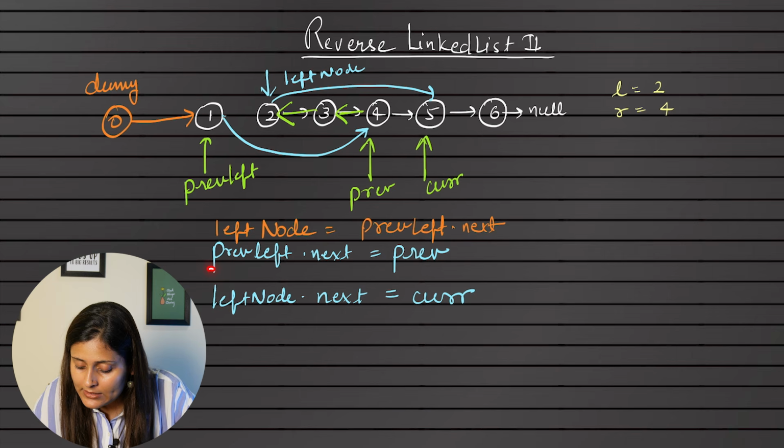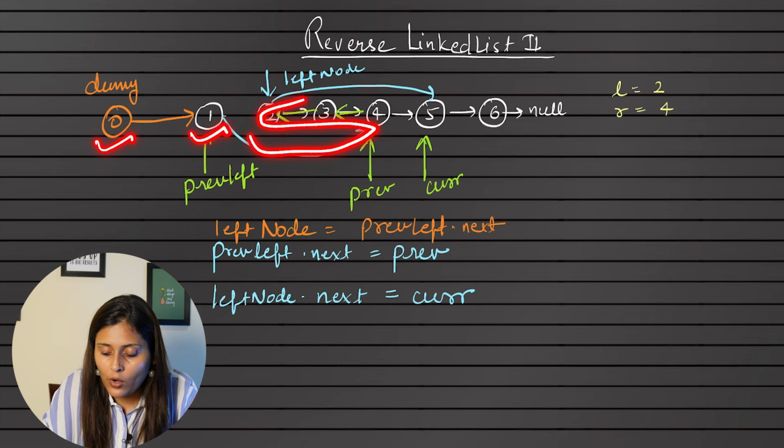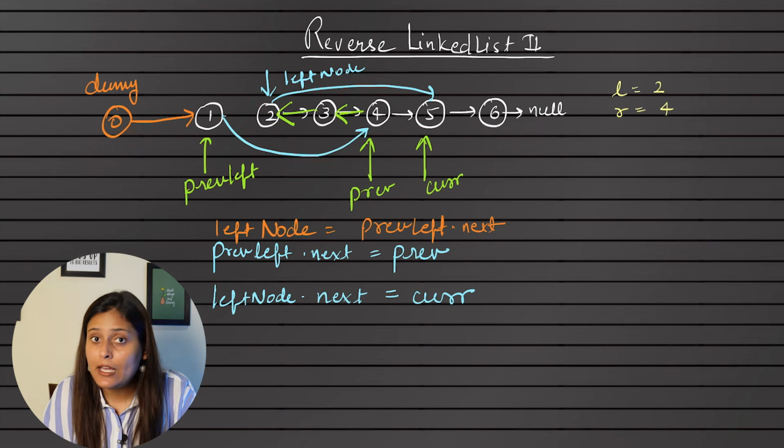Once done, what you will do? You will connect this left dot next to 5. So now dummy, this all are connected like this, means you can say reversed.